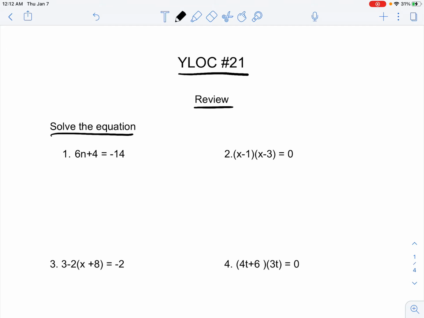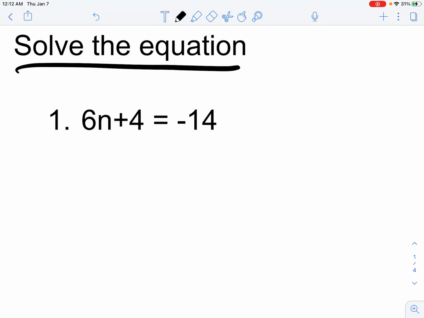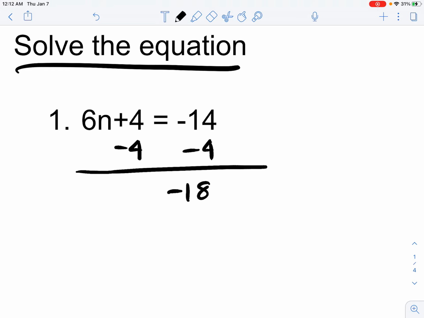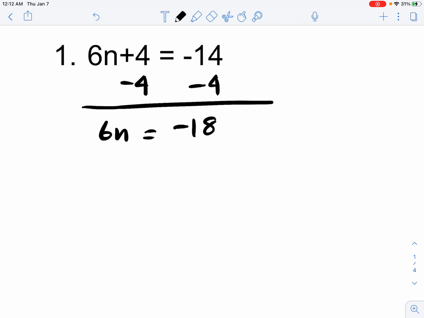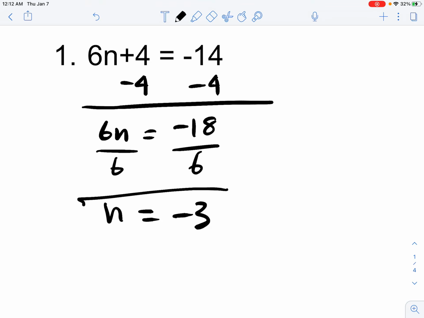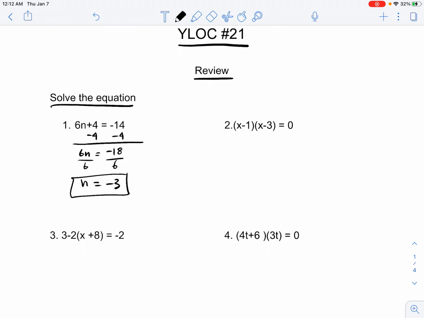Solving this equation, 6n plus 4 equals negative 14. So this one should be very simple. In this case, we want this variable to be alone. So to do that, we have to subtract 4 on both sides, which gives 6n equals negative 18. Now, we have to get rid of this 6. So what do we do? We divide by 6 on both sides, and that gives you n is equal to negative 3. And that is your answer.